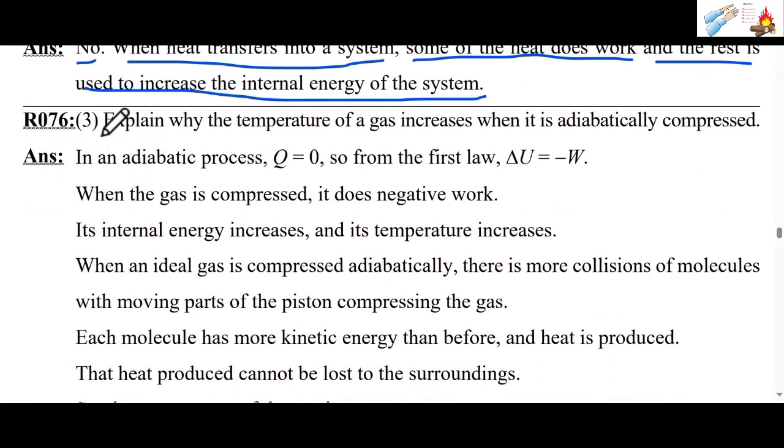Number three. Explain why the temperature increases when it is adiabatically compressed.